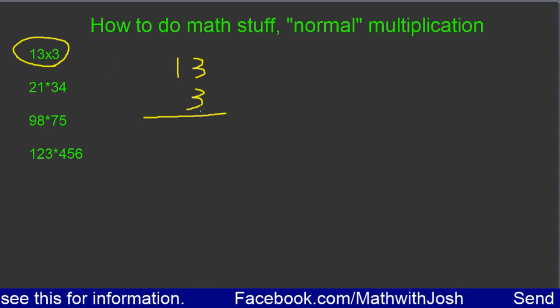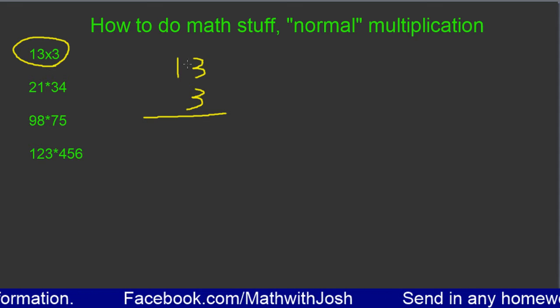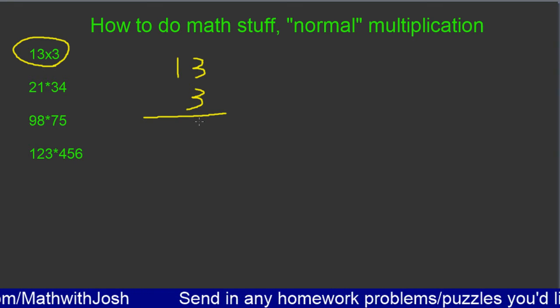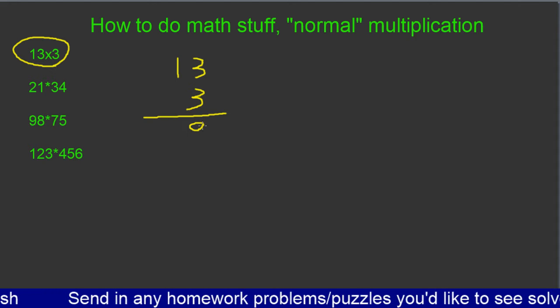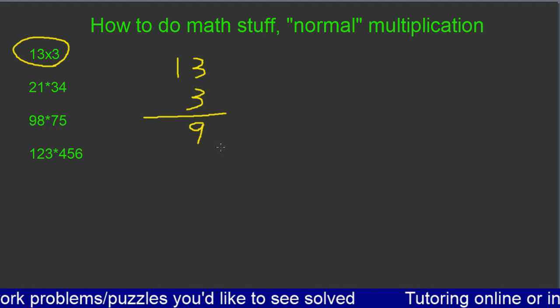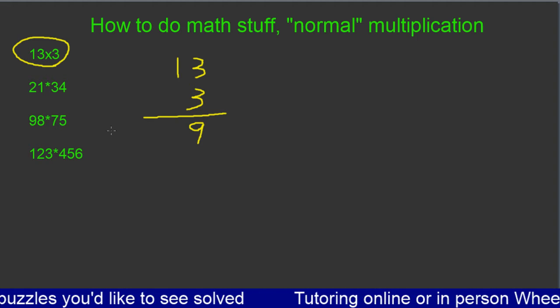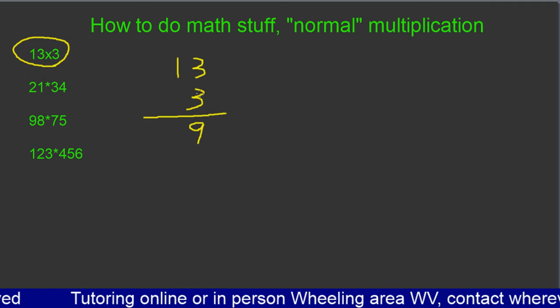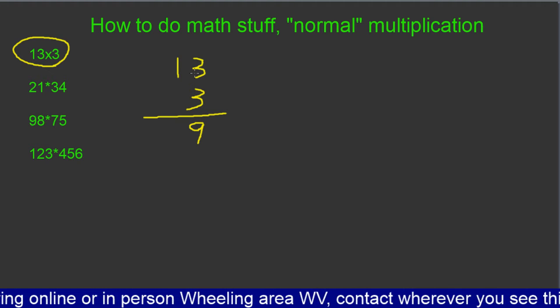We multiply it by the ones digit of the top number. So 3 times 3, which is 9. We write the 9 down in the ones column on what will end up being the first line of our answer if there end up being multiple lines. So we multiplied the first digit by the first digit.